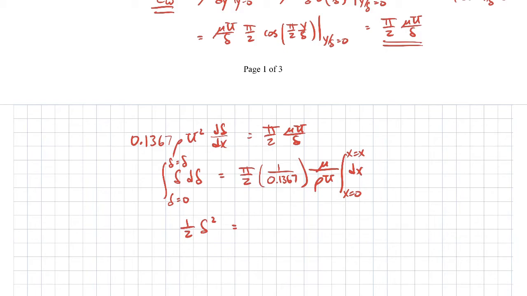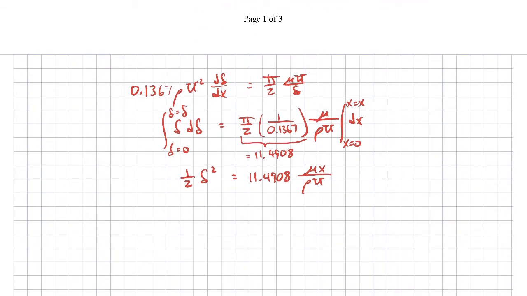The right-hand side, if I work out the numbers for this, pi over 2 divided by 0.1367, that comes out to be about 11.4908. So we'll just write that. Okay, so there's our expression so far. So let's go ahead and rearrange to put it in terms of just the 99% thickness divided by x, just to make it dimensionless. So if I do all that, we'll get the following.